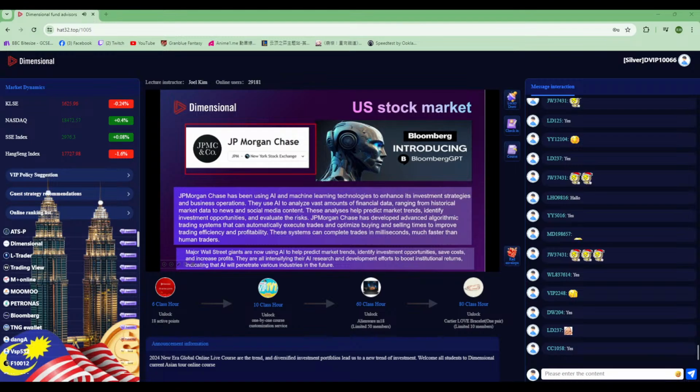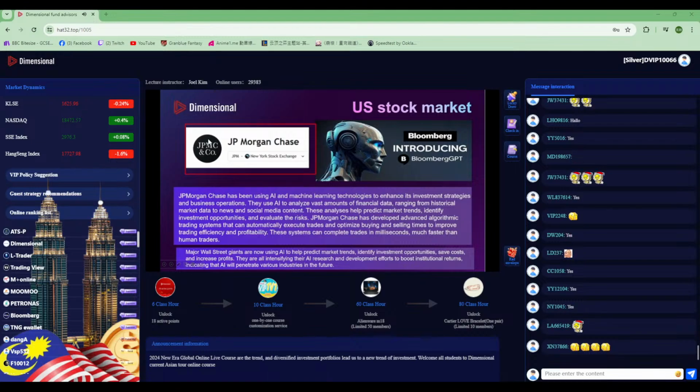Another thing is that JP Morgan Chase right now is also using AI to improve their customer service, like providing quick and accurate responses through chatbots and intelligent assistants. And this is to enhance the customer experience and, of course, to reduce the burden on customer service teams.